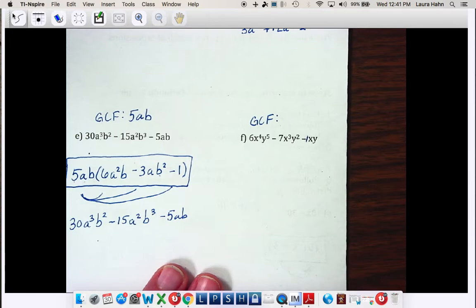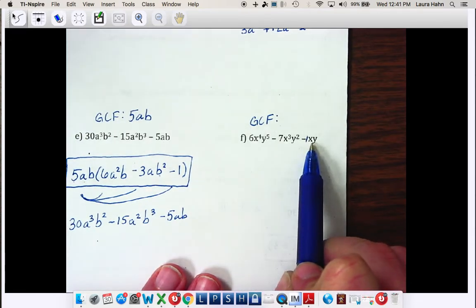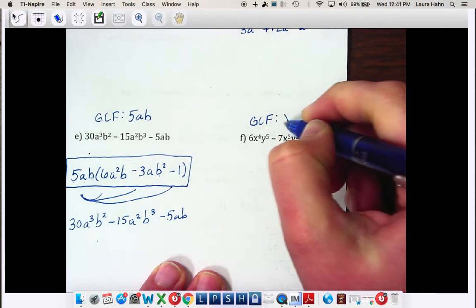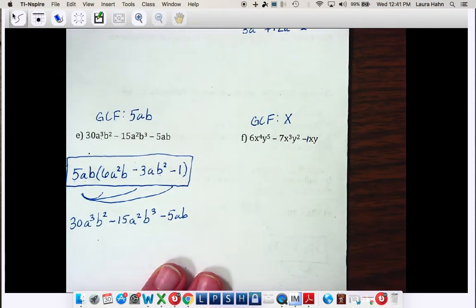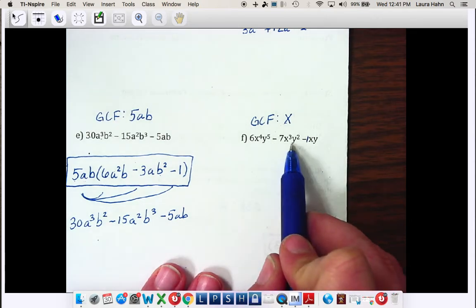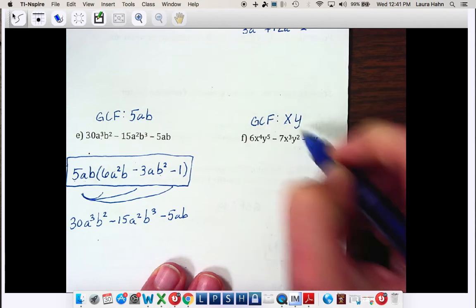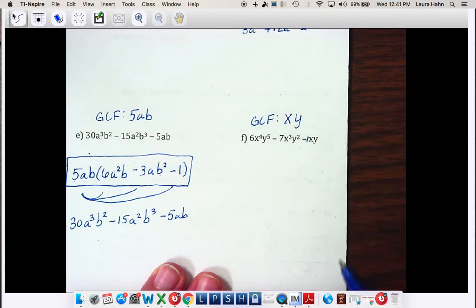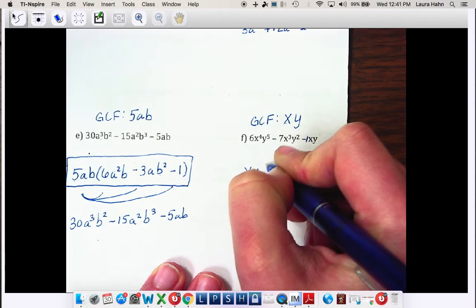All right, so now let's look at our variables. X's. X to the 4th, X to the 3rd, X. Well, I see that they all have an X, and they all have at least one X. Y's. Y to the 5th, Y squared, Y. So I see that they all have a Y, but they all have at least one Y. So your greatest common factor is XY. That is what you're going to factor out.